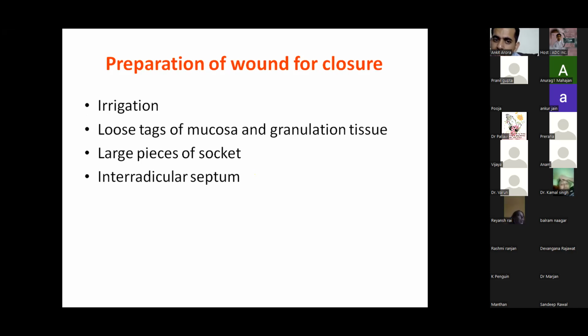You need to irrigate it with a betadine solution. You need to irrigate it with proper saline solution. If you find loose stacks of mucosa or granulation tissue, you need to remove it. If you find a little piece of, say, root, tooth, or crown, you need to irrigate it out.